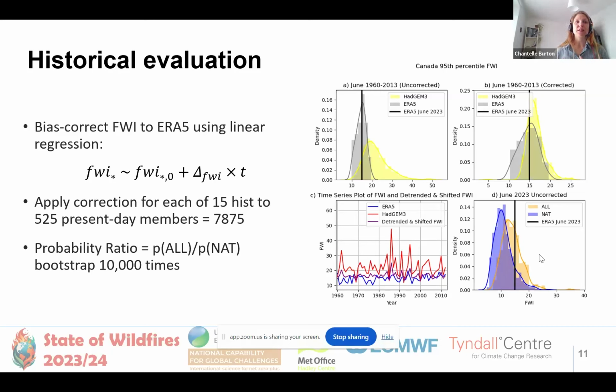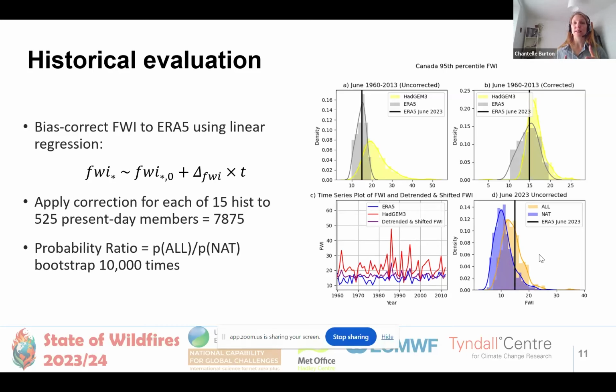So what we do is actually apply a bias correction using simple linear regression to align those more closely and make sure that we have confidence in our model in the historical period before we start applying it to the event from 2023. So that's panel B, where we've applied this correction. The probability distributions from the model and ERA5 align much better in this case, and the same with the time series plot as shown in C. And so we've got this bias correction.